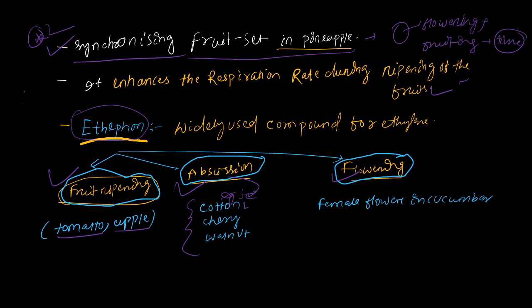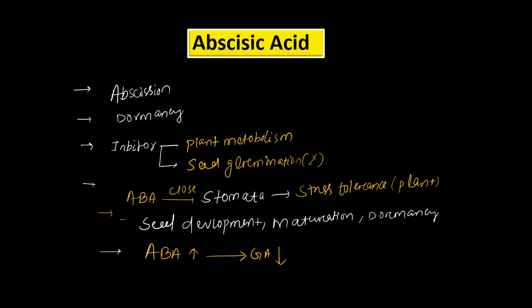One is cotton, cherry, walnut. In these plants, ethephon helps in abscission, and this ethephon is the major component of ethylene. In flowering, it helps produce female flowers in cucumber. So this is all about ethylene.